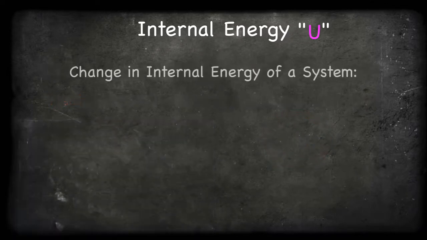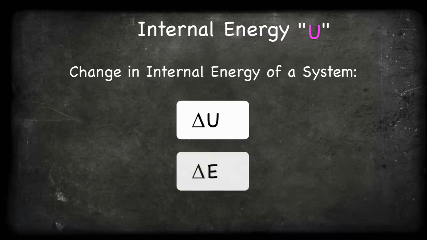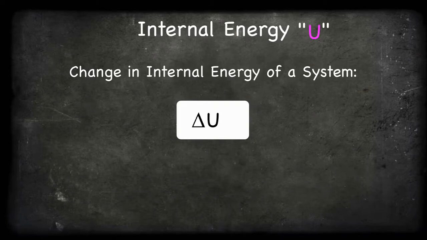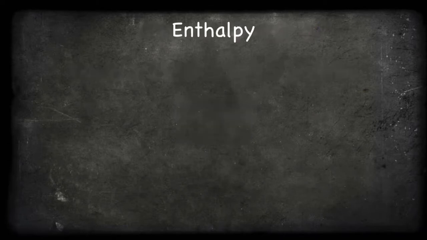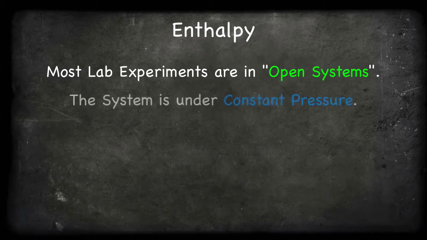The change in internal energy of a system is represented in many textbooks by delta U, or I have also seen it as delta E. For our purposes, we're going to use delta U to represent the internal energy of a system. Most laboratory chemical reactions are performed in open systems. This just means that some work will be done and there will not be an internal pressure buildup, so the system experiences constant pressure. Again, the work could be done by the system on the surroundings or vice versa.